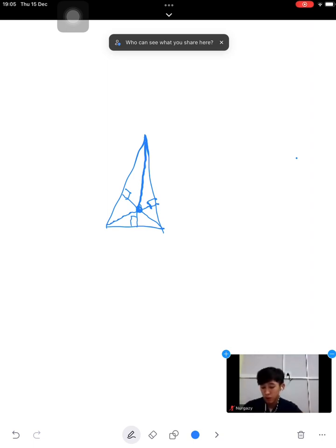Next is the perpendicular bisector. The intersection point of the perpendicular bisectors is the center of the circumscribed circle of the triangle, and it is located inside in acute triangles, outside the triangle in obtuse triangles, and at the midpoint of the hypotenuse of a right triangle.